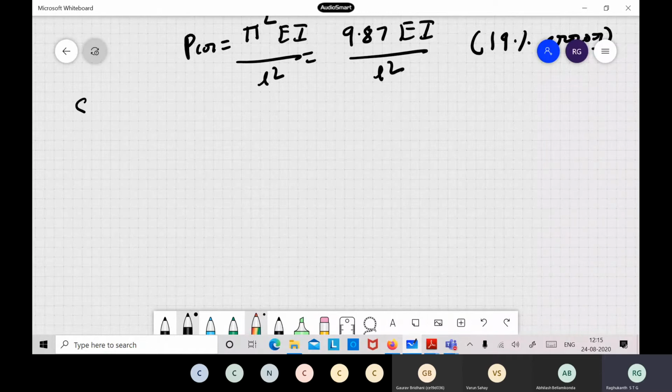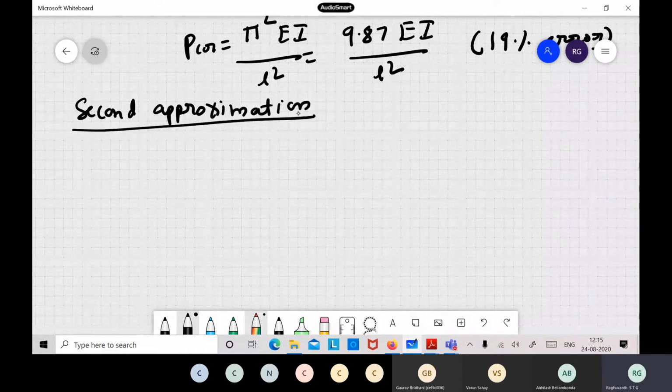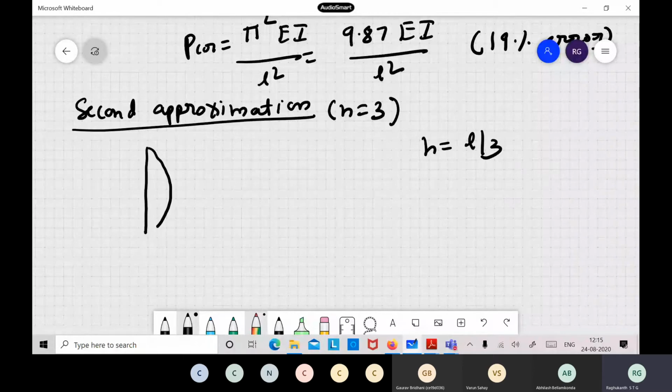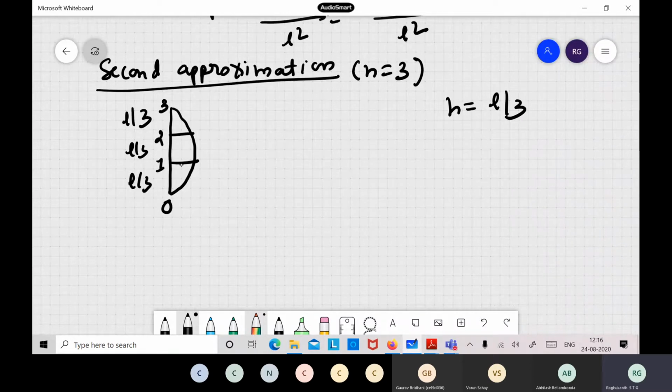So now let us do the next approximation. n is equal to 2 we have already done, so n is equal to 3, which means h is equal to L by 3. This is our column, and now we have divided it into three pieces: L by 3, L by 3, then L by 3. Now we have i is equal to 0, then 1, then 2, then 3; these are the points. So y1 is the deflection here, and y2 is the deflection here.